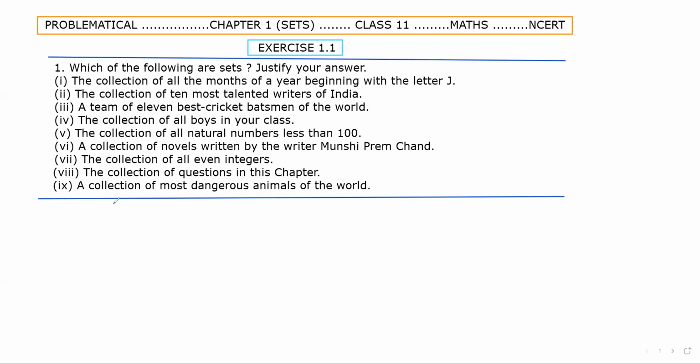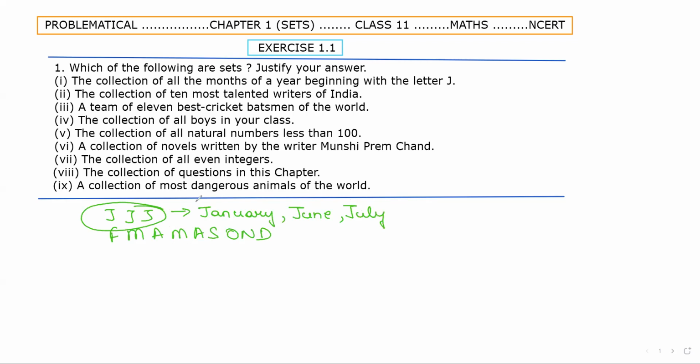Collection of all the months of the year: we know that all the months would be January, February, March, April, May, June, July, August, September, October, November, and December. So the months of the year beginning with J would be January, June, and July. These three values can clearly be written in the form of a set A. Hence, the answer of the first is, this is a set, because we can write it in the form of elements.